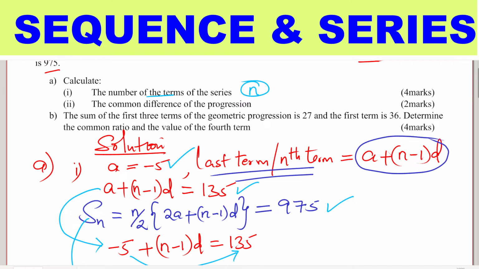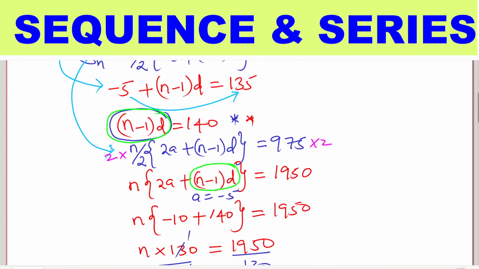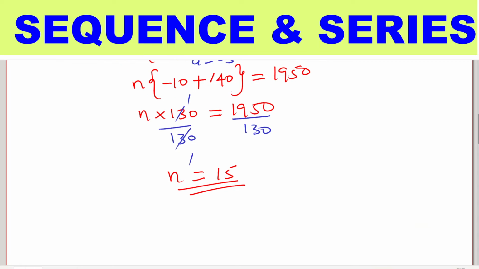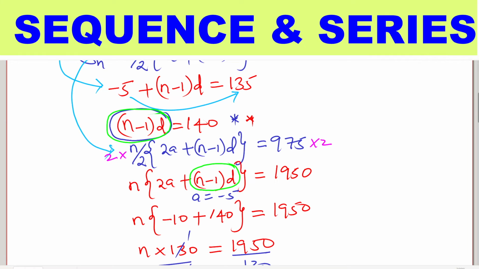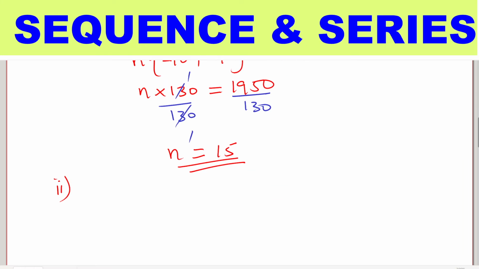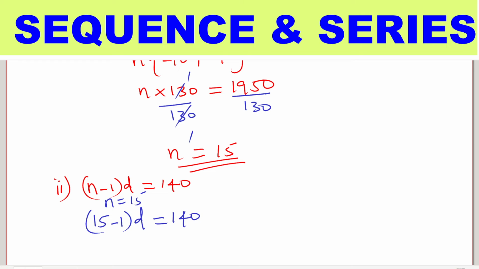So part 2, the common difference of the progression, that is d. Now to get the common difference, that will be quite easy because you just need to use this equation here. N minus 1 multiplied by d is equal to 140. Now since we have n as 15, we just need to substitute. So this will be 15 minus 1 multiplied by d is equal to 140.